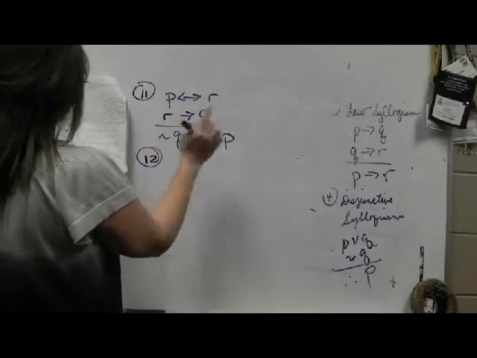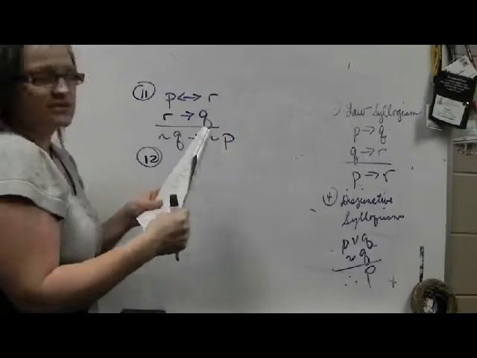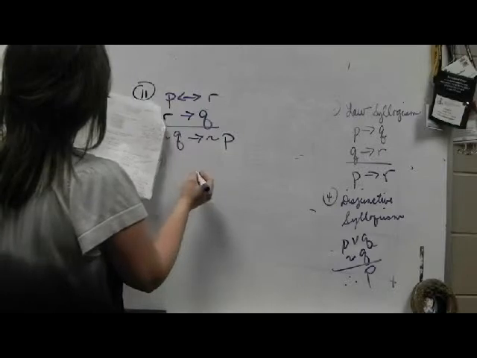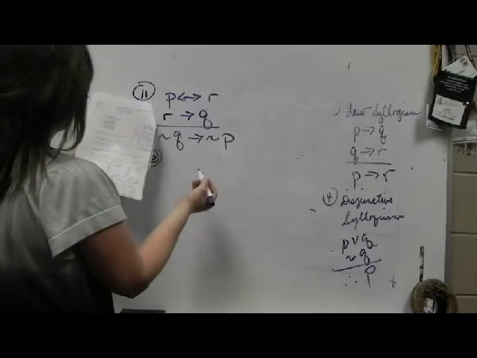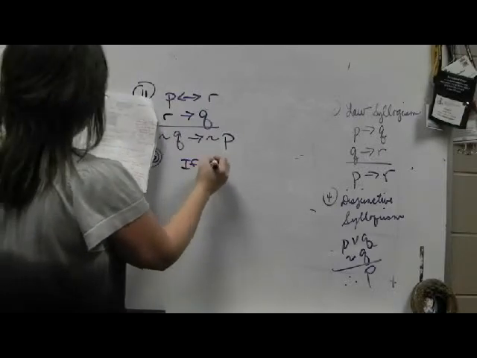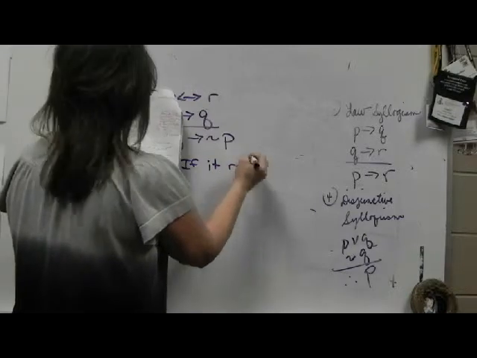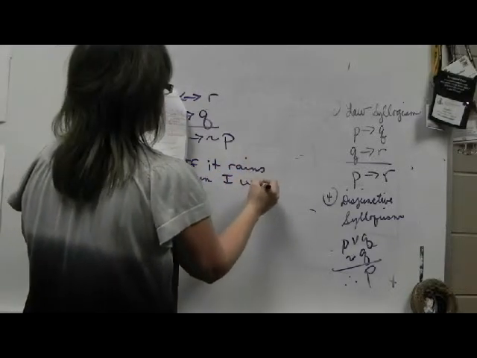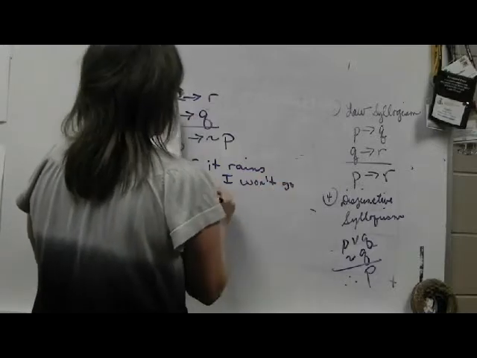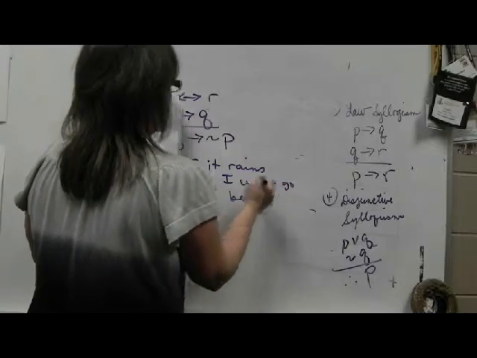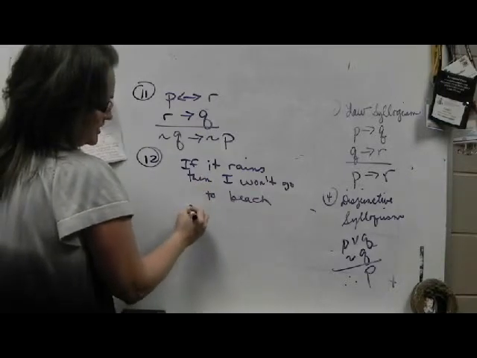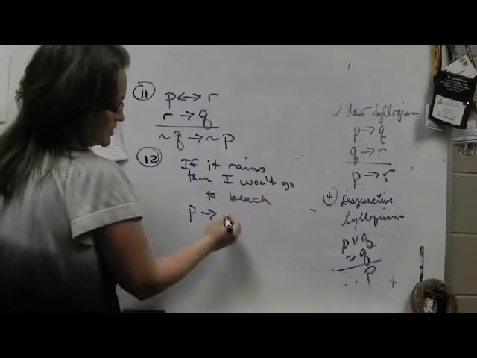Number 12 follows along exactly with one of these laws, the law of syllogism, that you can see. It says, if it rains, then I won't go to the beach. So that's an if P, then Q statement. Let's say that's if it rains, so if P, then I won't go to the beach.